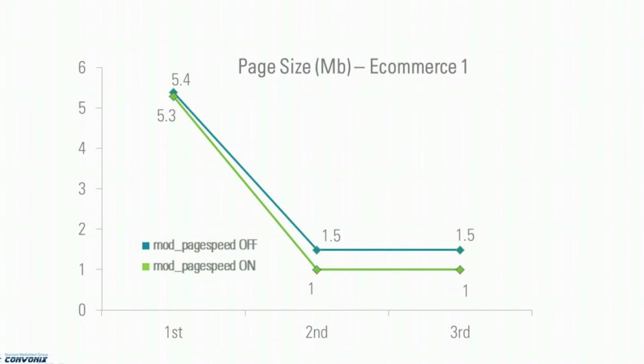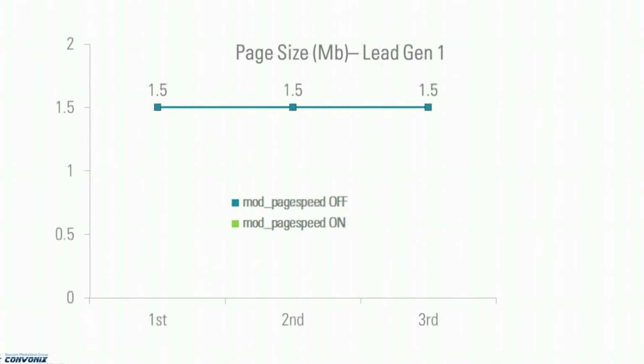As can be seen, the results with Mod PageSpeed on are not significant for the first run, but subsequent runs have shown a significant drop in the page size with Mod PageSpeed on. The lead gen 1 website was chosen for being a simple WordPress site with a lot of text-based content. Also, many pages have embedded YouTube and Vimeo videos. But as can clearly be seen, the results with Mod PageSpeed on or off are not much different.